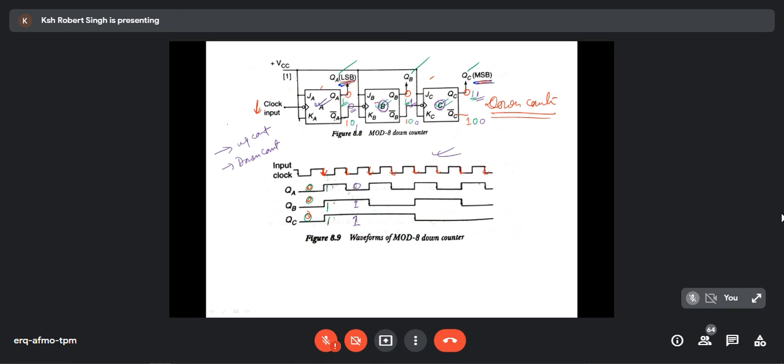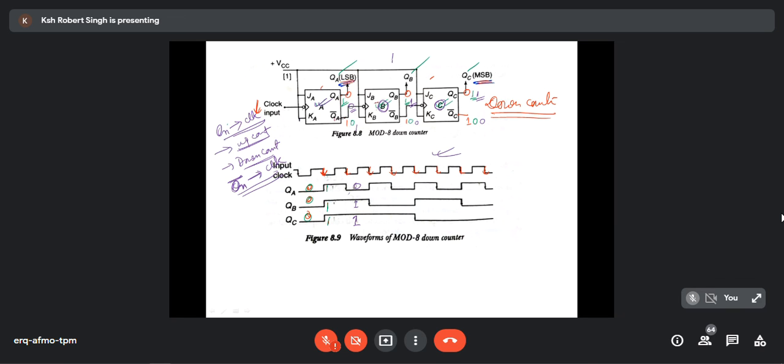The only thing is that for up count, you have to take from the QN output. For down count, you have to take output from QN bar as a clock. Is that what is to be understood? Correct? For up count, output is taken from QN and it is fed as a clock to the next flip flop. In case of down count, counting down 10, 9, 8, you are taking the output of QN bar as a clock. Is it okay? Yes, sir.